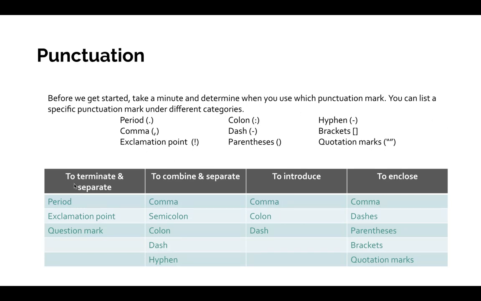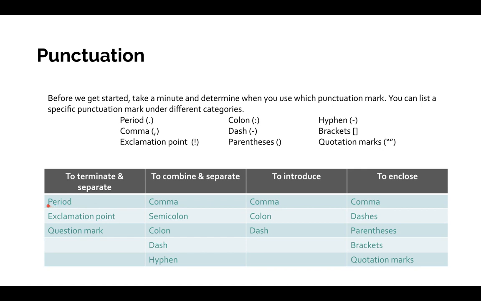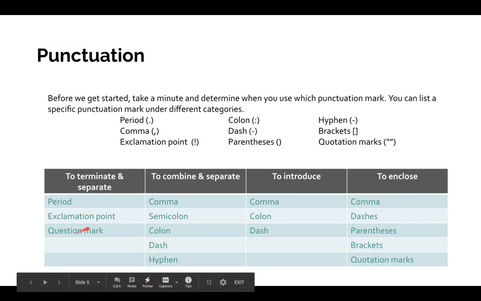Like to end sentences, which is to terminate, and to separate things, we have our period, our exclamation mark, and our question mark. So we know that these three things we're going to find at the end of a sentence. Miss Lloyd misses her students. We would have a period at the end of that. Oh my gosh, that would have an exclamation mark. When are we going to go back to school? Question mark. You're not going to see those things in the middle of a sentence. They're always going to be at the end.